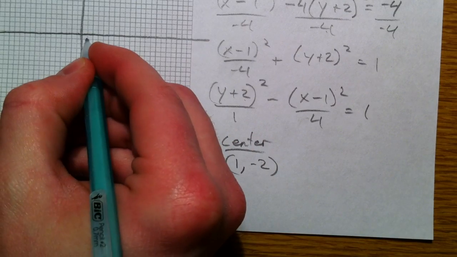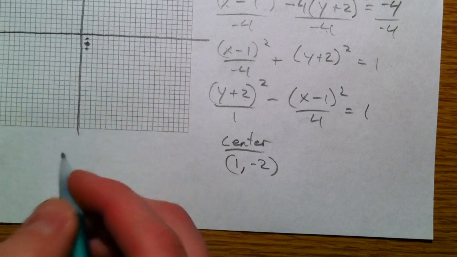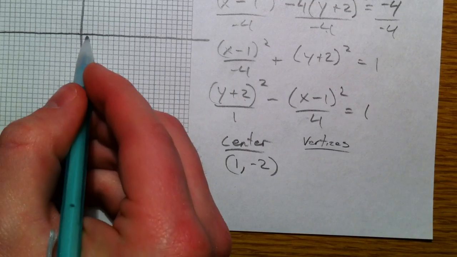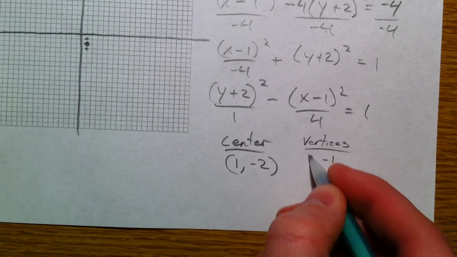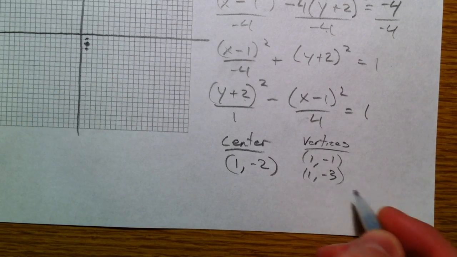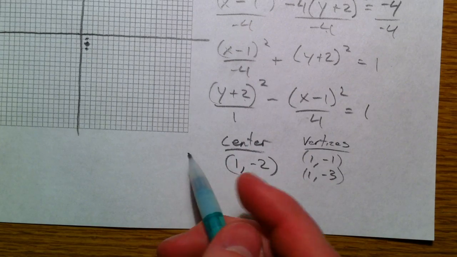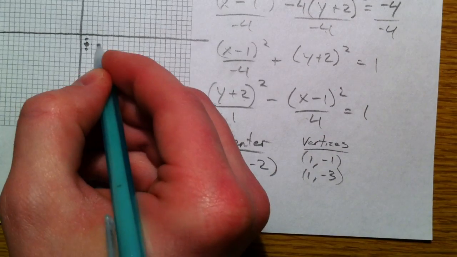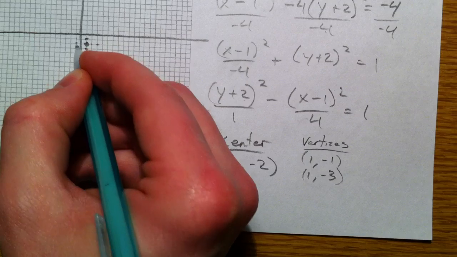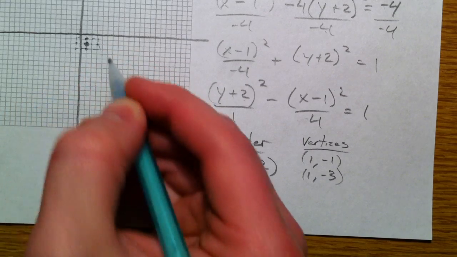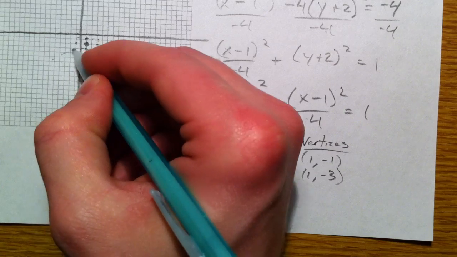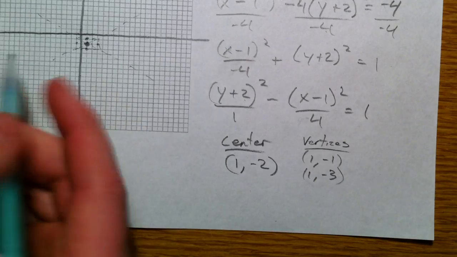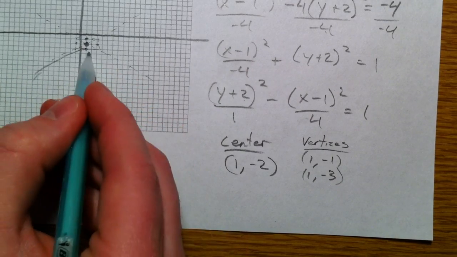So I go up and down 1. Up and down 1. So our vertices would be 1, negative 1, and 1, negative 3. And I went up and down because the y squared was first. Our box, if we were to draw our box, would go left and right 2. And we would have a little box like that. And you could do that, and it's going to open up and down.